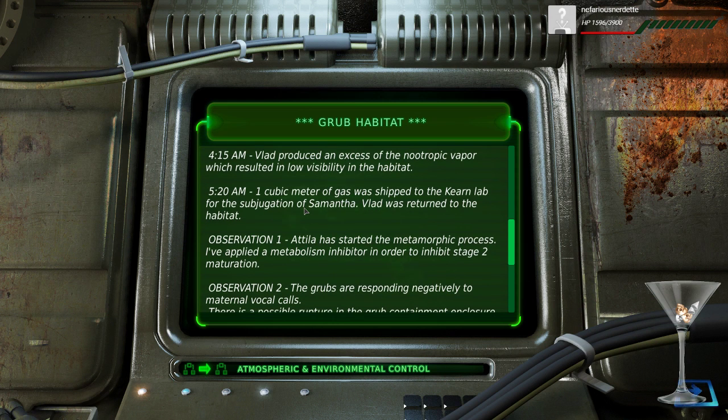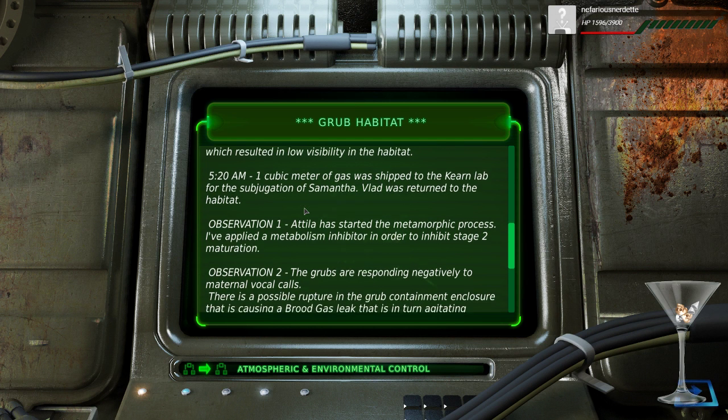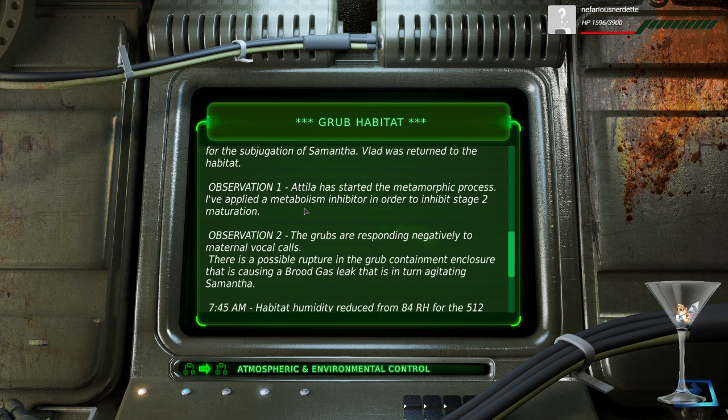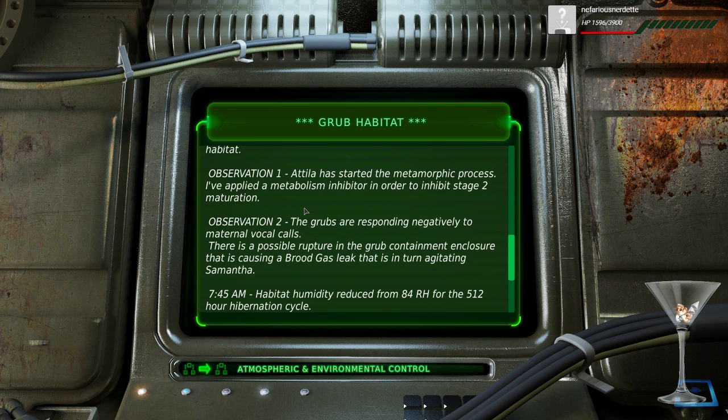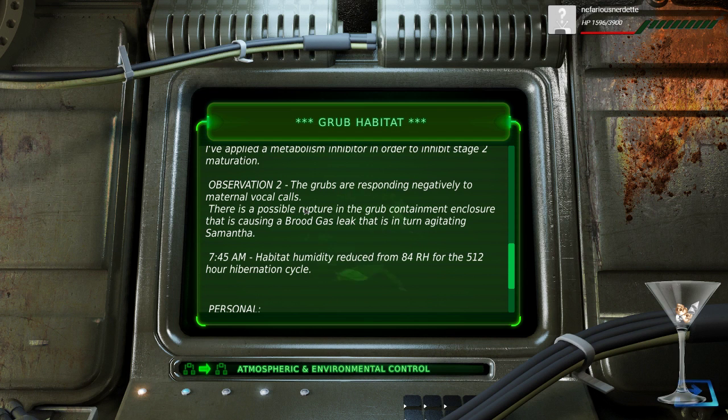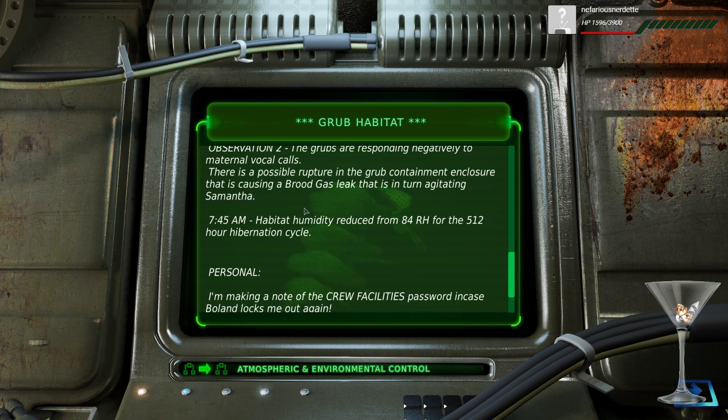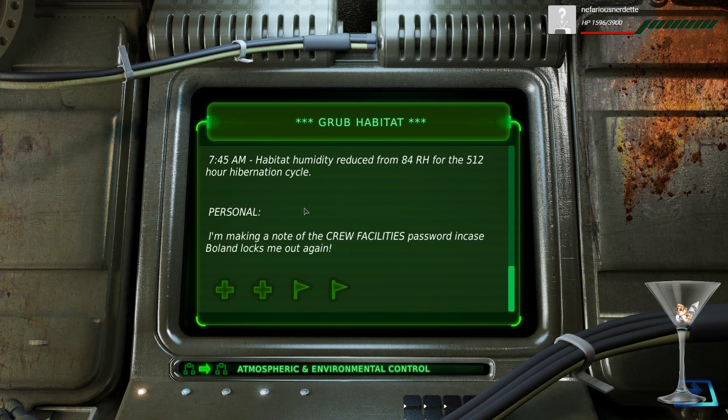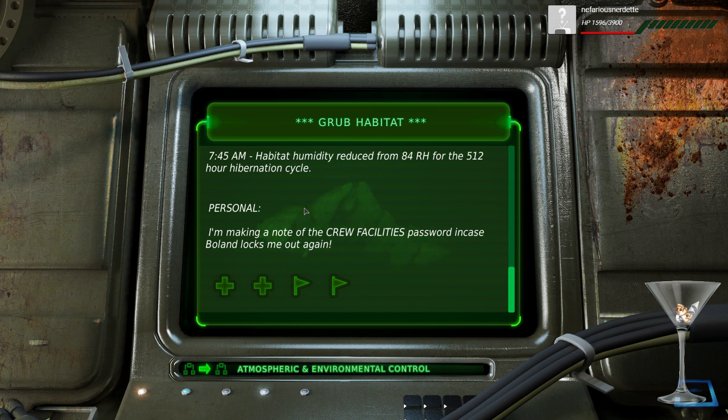Observation 1. Attila has started the metamorphic process. I've applied a metabolism inhibitor in order to inhibit stage 2 maturation. Observation 2. The grubs are responding negatively to maternal vocal calls. There is a possible rupture in the grub containment enclosure that is causing a brood gas leak that is in turn agitating Samantha. 7:45 a.m. Habitat humidity reduced from 84 RH for the 512-hour hibernation cycle. Personal. I'm making a note of crew facilities password in case Bolin locks me out again.